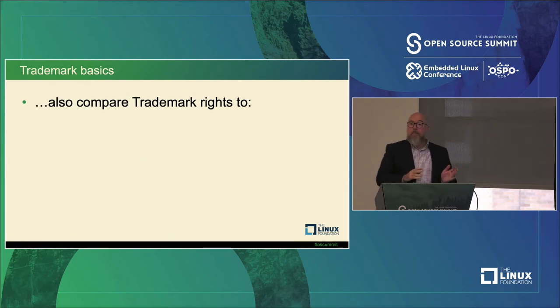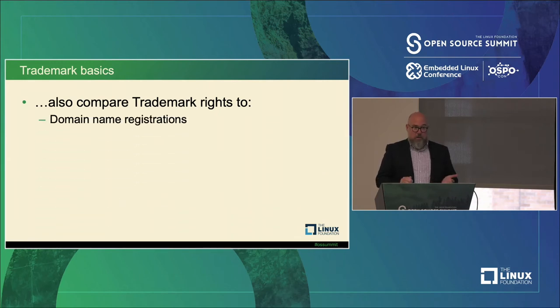All right, so those are the four types of intellectual property rights. I also want to compare trademarks to a couple other things, which again come from a lot of conversations that I have. They're, I don't want to say they're confused, but they're kind of blended together when people are talking about trademarks. And I always like to be precise when we're talking about things.